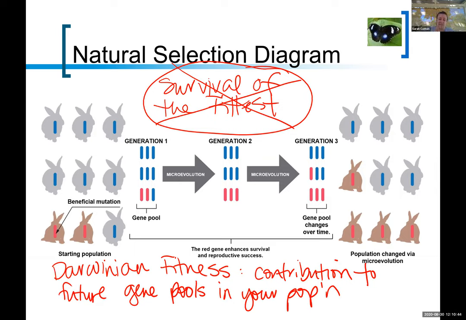So an individual's Darwinian fitness is their contribution to future gene pools in their population. Essentially, how many of your genes end up in future generations of your population.